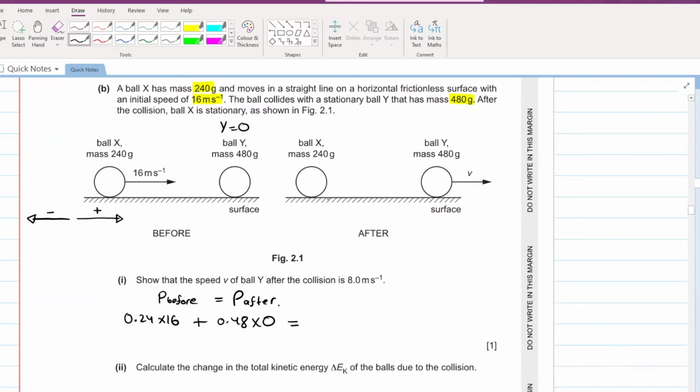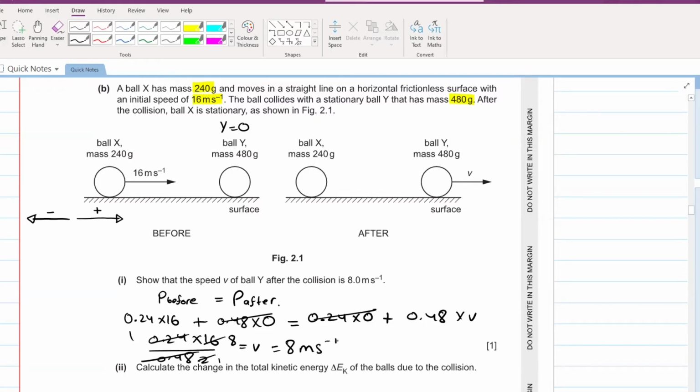Momentum after collision: 0.24 times 0 plus 0.48 times v. The first term is 0, so v equals 0.24 times 16 divided by 0.48. Your velocity comes out to be 8 m s^-1. Simple as that.